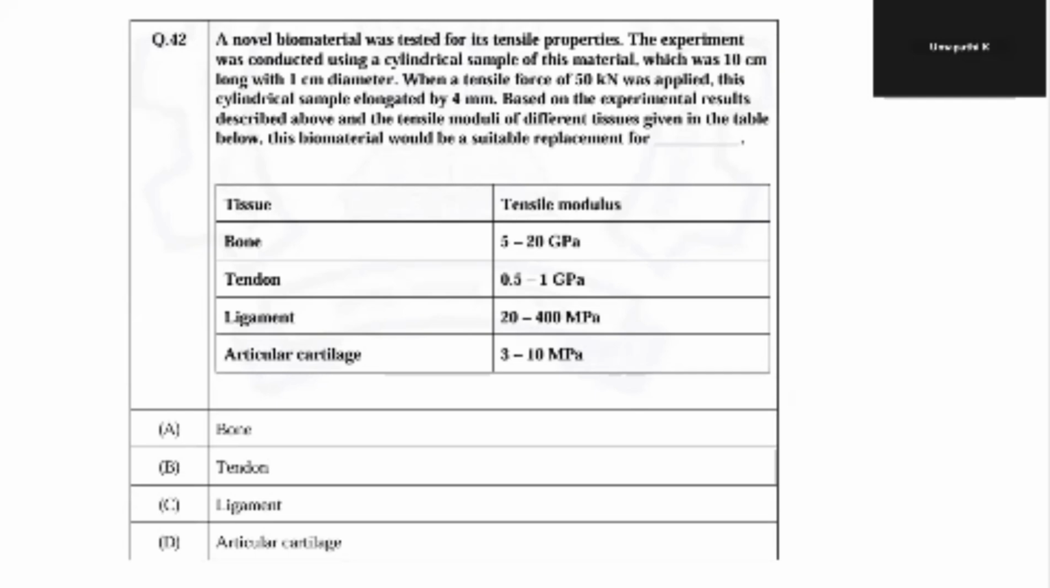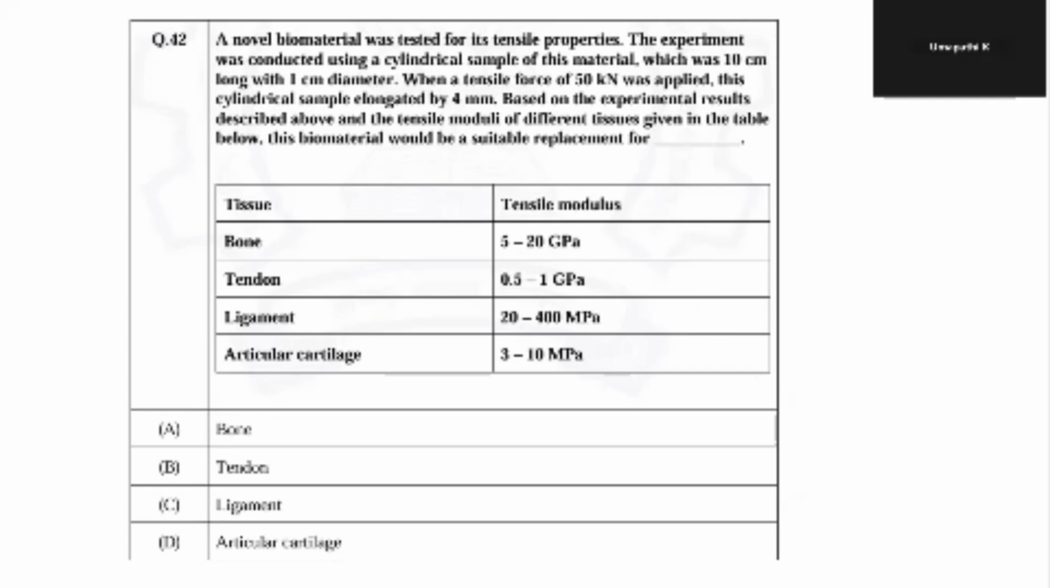A novel biomaterial was tested for its tensile properties. The experiment was conducted using a cylindrical sample of this material, which was 10 centimeter long with 1 centimeter diameter. When a tensile force of 50 kilonewton was applied, this cylindrical sample elongated by 4 millimeter. Based on the experimental results described above and the tensile moduli of different tissues given in the table below, this biomaterial would be a suitable replacement for what? That's the question.